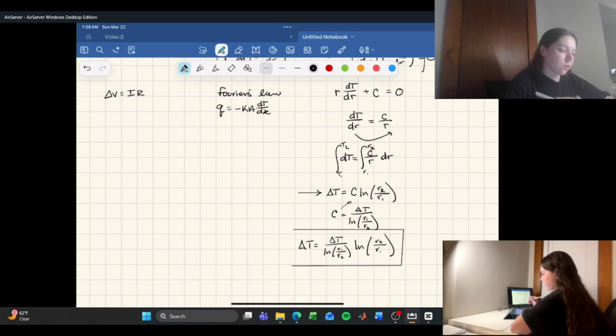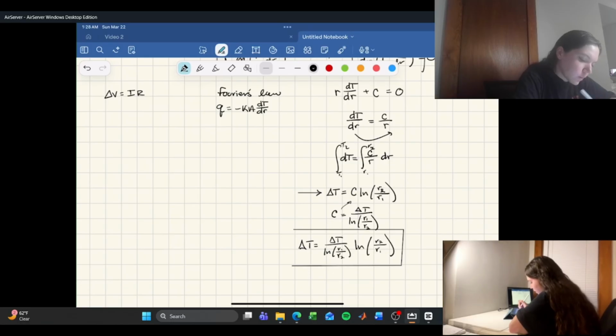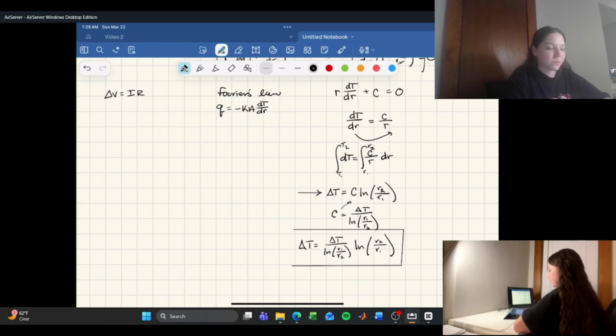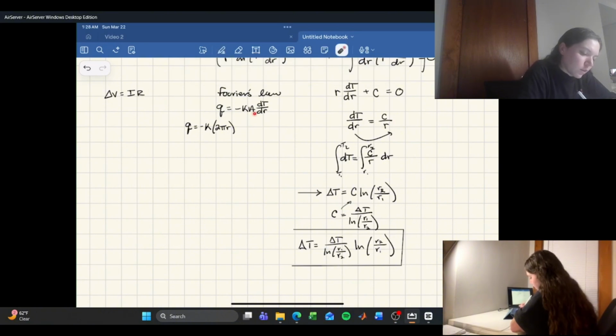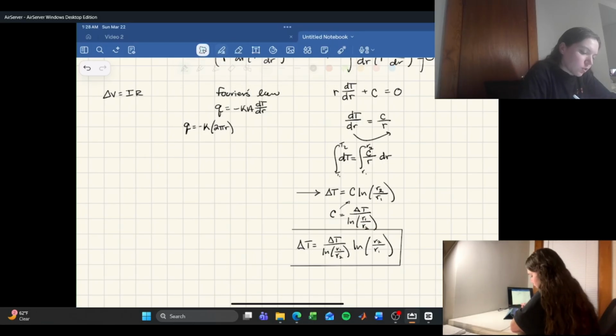And then because we're talking about the cylinder, this change in position can be dr, and the area is going to be the cross-sectional area of the cylinder. So we can just say that the height is going to be 1 to make things simpler. So we can have this equation that the heat flux is equal to the negative thermal conductivity times the cross-sectional area, which you can say is 2 pi r. And then dT over dr is here. We already found that. It's right here. And then we know what C is.